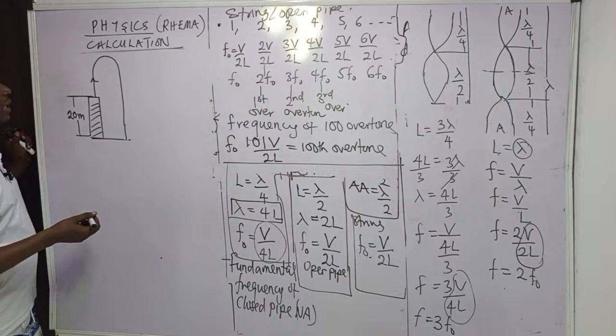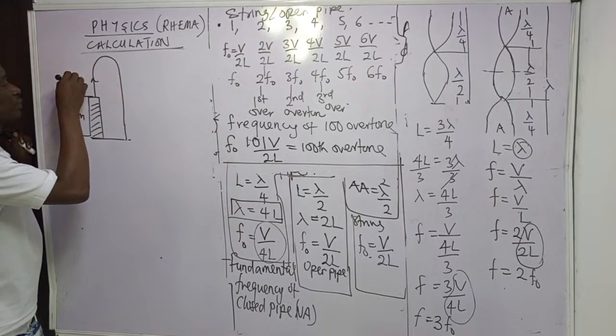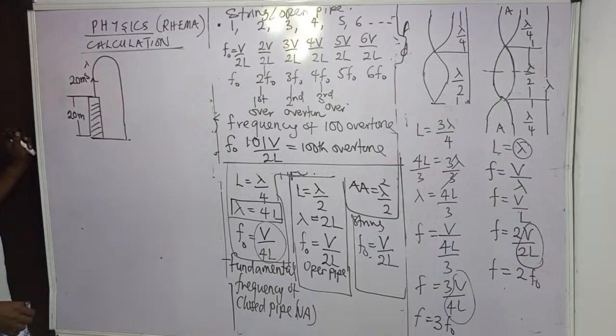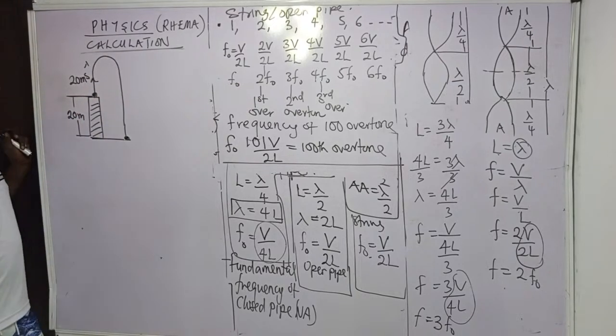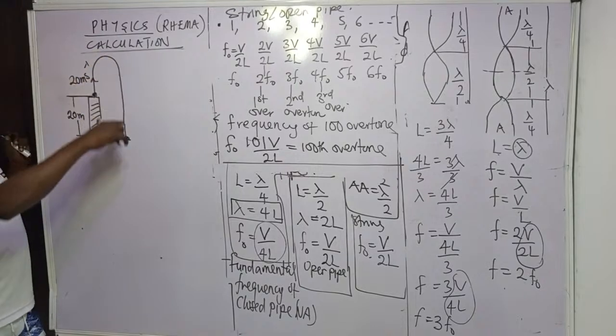20 meter per second. Now, then I say calculate the time of flight from here to here. Calculate the time of flight from this point to this point.